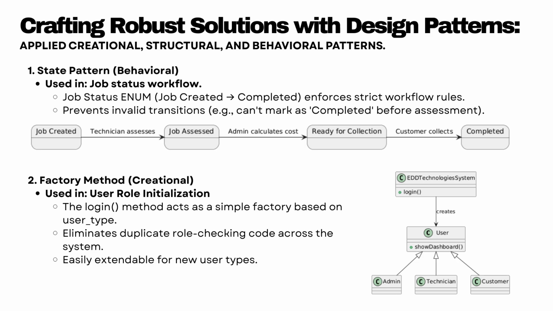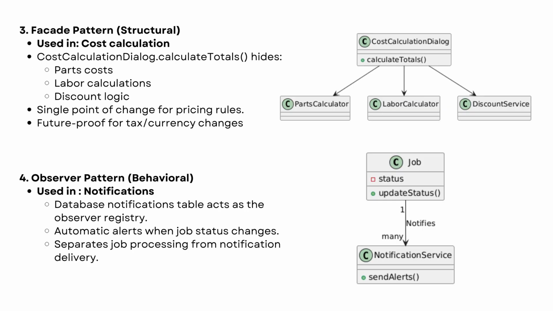Second, we used factory method. User factory dynamically creates user objects based on database user type. It promotes clean object oriented instantiation and simplifies user management. Third, we used facade pattern in the cost calculation module. But how? Cost calculation dialog's calculate totals method encapsulates all internal logic like parts cost, labor, and discounts into a single access point. This makes future updates such as tax or currency changes easier and localized.